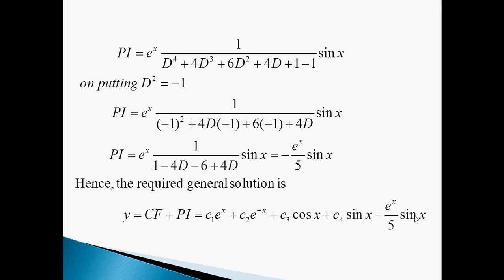Hence, the required general solution is y equal to CF plus PI, which is equal to c1 e to the power x plus c2 e to the power minus x plus c3 cos x plus c4 sin x minus e to the power x upon 5 sin x.